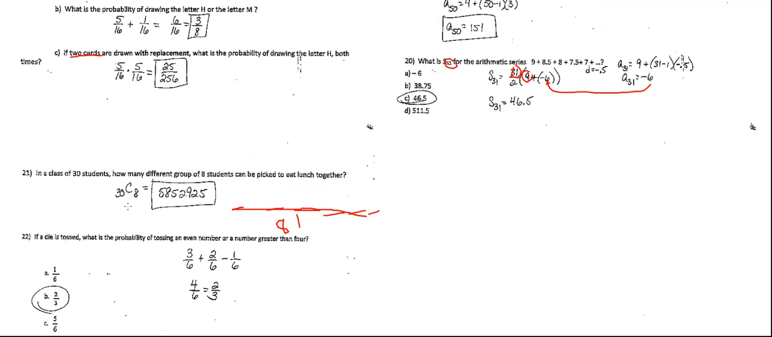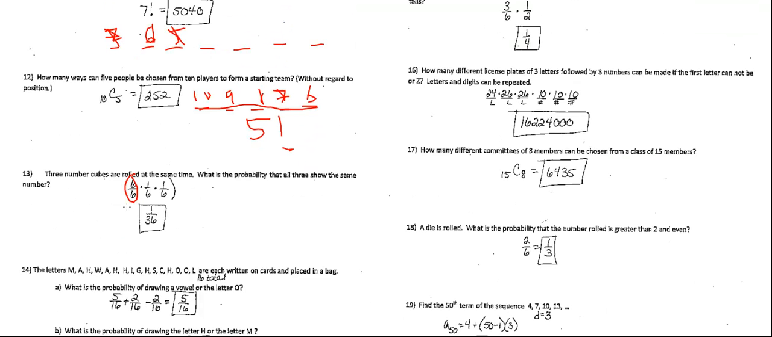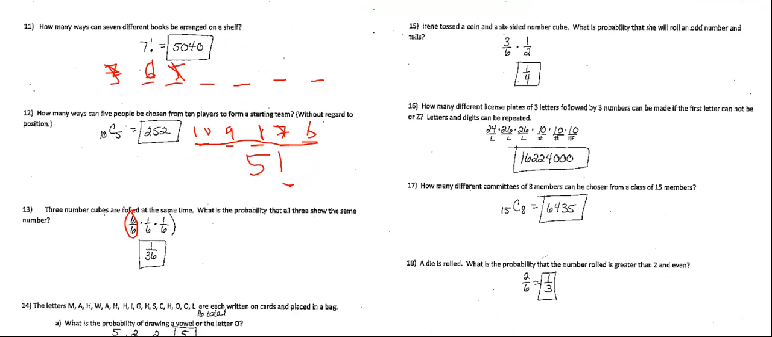So a couple more up here. Number 15, you're tossing a coin and a 6-sided number cube. So the probability you rolled an odd number on the number cube would be 3 out of 6, or 1/2, because half of the numbers are odd. And the probability of you getting tails would just be 1/2, so you multiply those together.